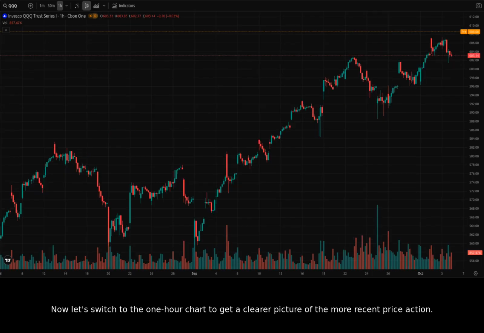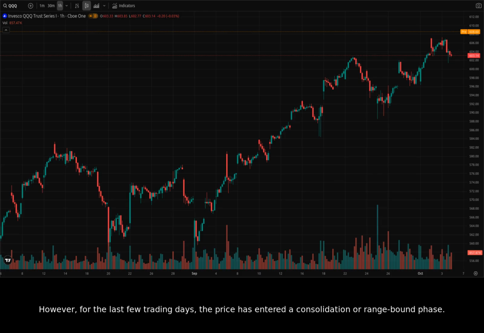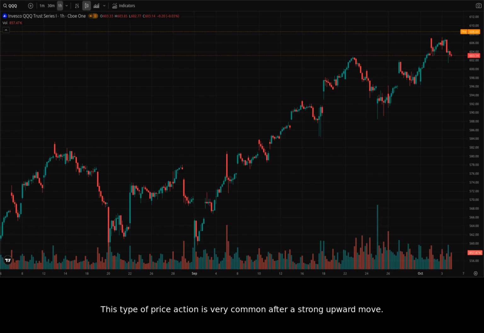Now let's switch to the 1-hour chart to get a clearer picture of the more recent price action. On this shorter time frame, we can see the strong move up from the $588 support level in mid-September that carried us to the recent highs. However, for the last few trading days, the price has entered a consolidation or range-bound phase. We're currently trading in a tight channel, roughly between $601 on the low end and the all-time high of $607 on the high end. This type of price action is very common after a strong upward move.